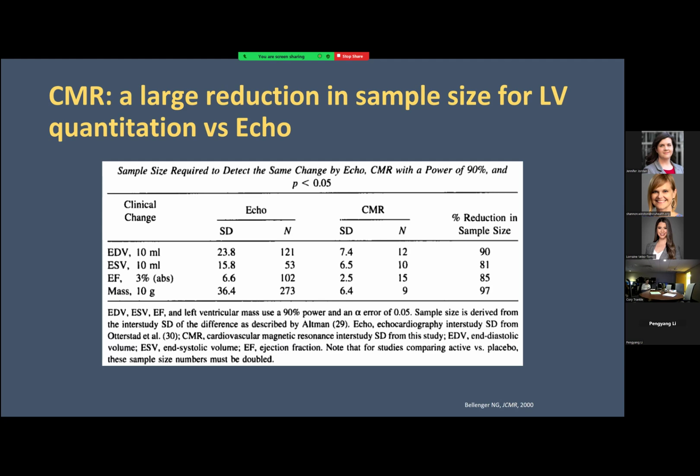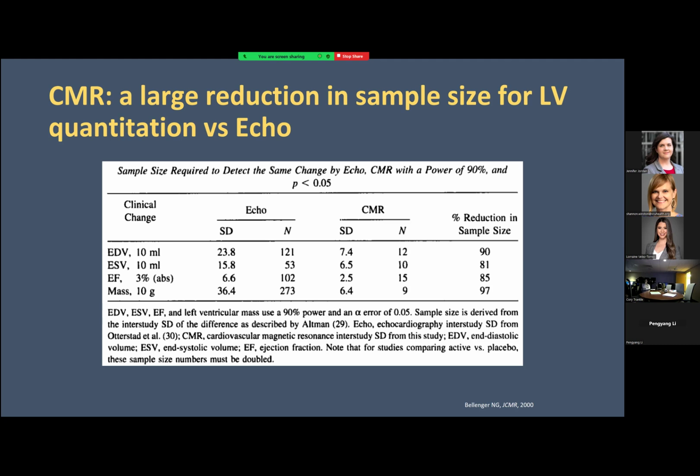But if you were to power a study around a 3% change in EF, absolute percentage change, because of the standard deviation around echo, it would require 102 patients enrolled in the study. But the standard deviation for CMR is only 2.5 by this study, and so we would need 15 patients, which is an overall reduction in the sample size of 85%.